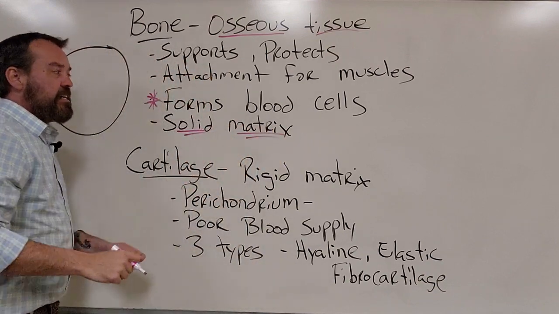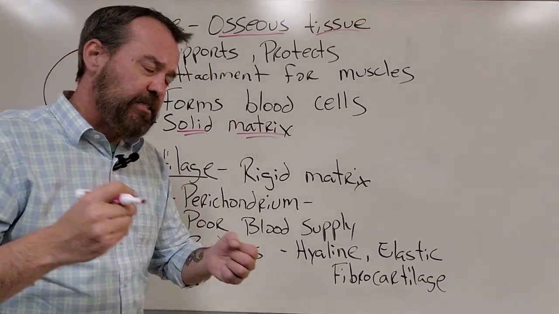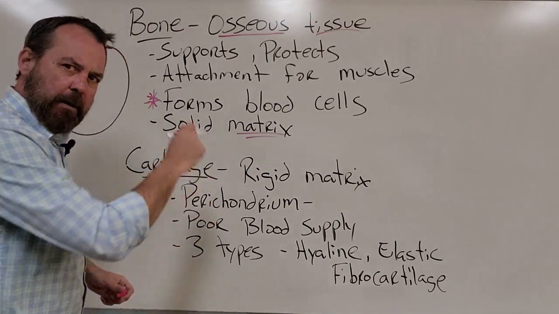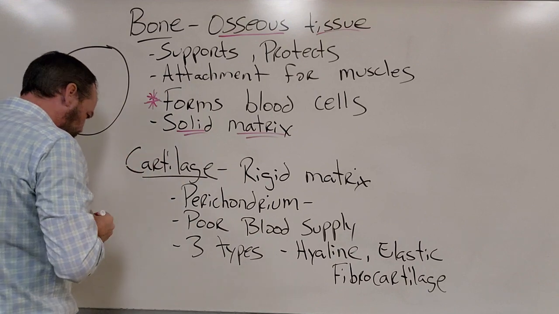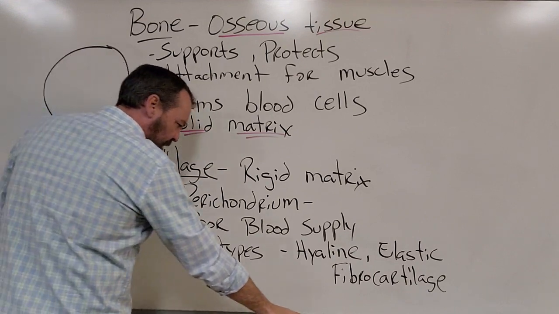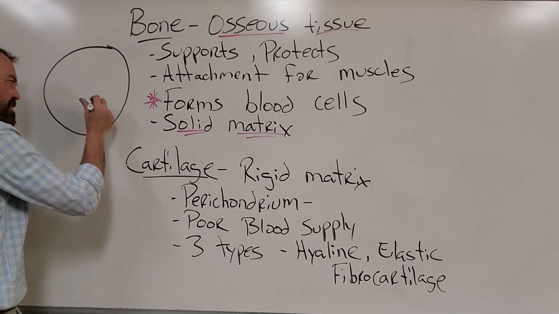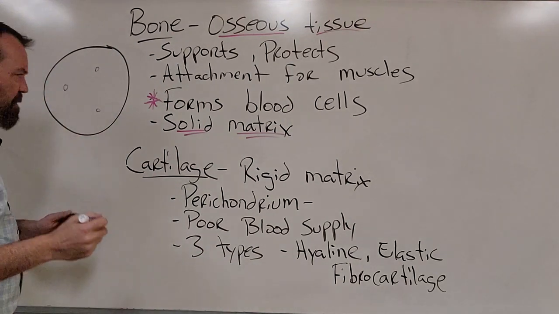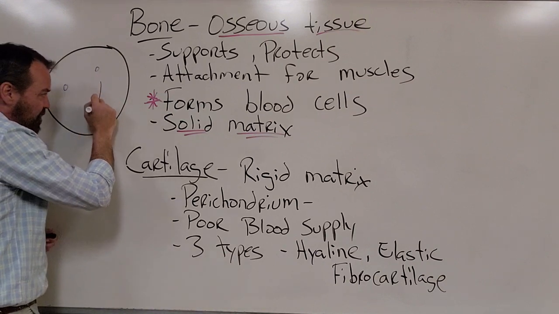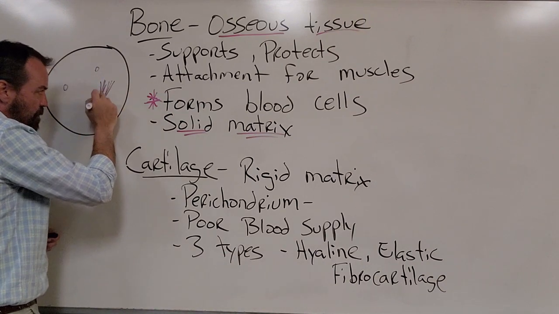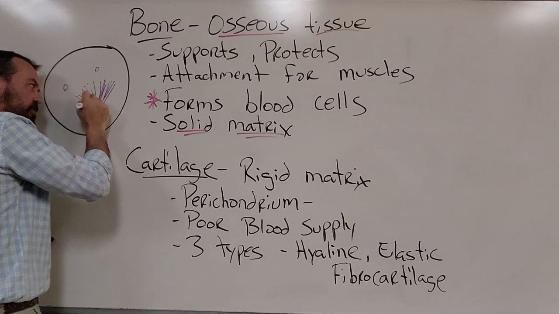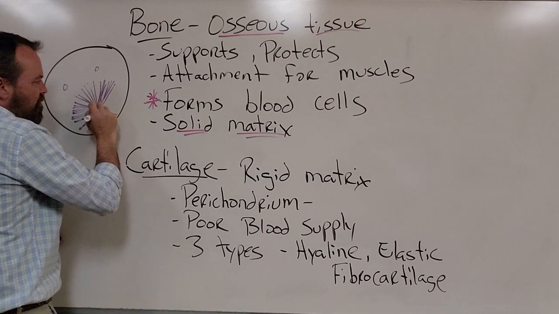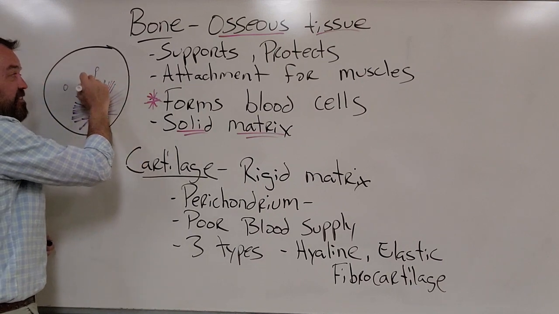So the matrix, again, is just the space in between the cells. And that's how we're going to differentiate a lot of our connective tissue specialized. Bone has a solid matrix. And bone is interesting because it's got a central canal in it. So I'm going to draw 3 bone cells here. There's the central canal in my 3 bone cells. And then from that, it kind of looks like a little sun. These fibers just kind of branch out all the way around, tightly packed as we can get them. And then on the next bone cell, it's going to do the same thing.